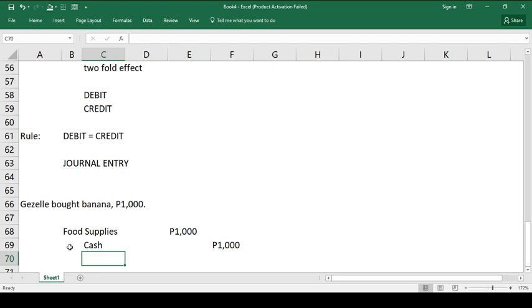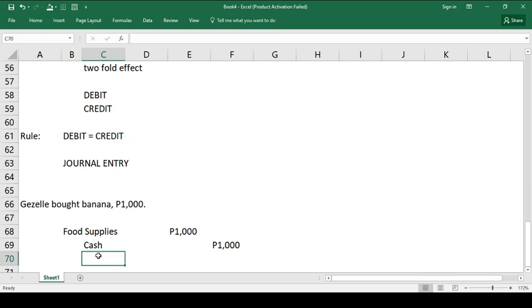Naka-indent din yon, no? This is the debit, this is the credit. And the rule, the debit and the credit must always be equal. 1,000 sa debit, 1,000 sa credit. The balance of debit and credit must always remain. Okay? That's how we are going to prepare a journal entry. We need to recognize first the debit with its corresponding amount and the credit with its corresponding amount. And then we need to make sure that the total debit is equal to the total value of the credit.